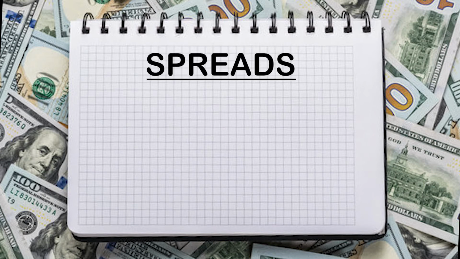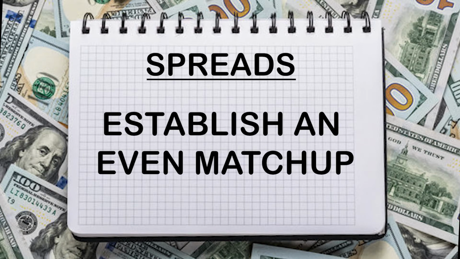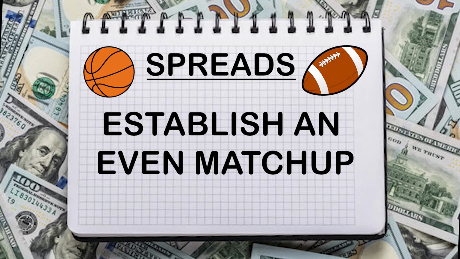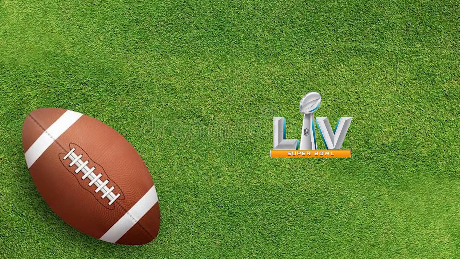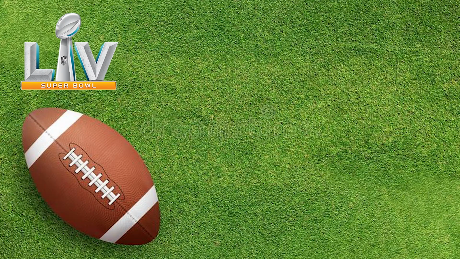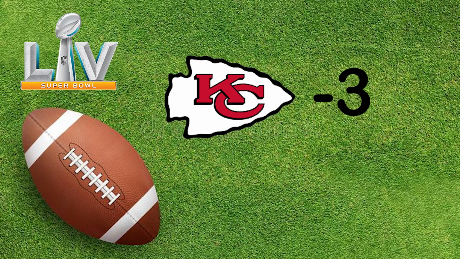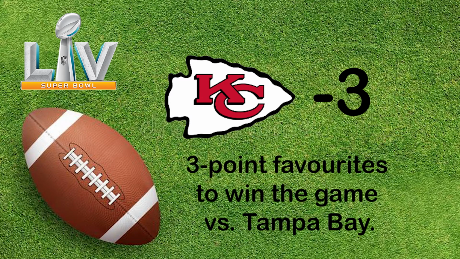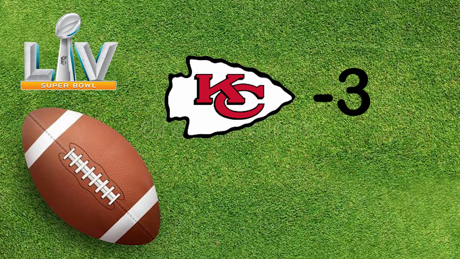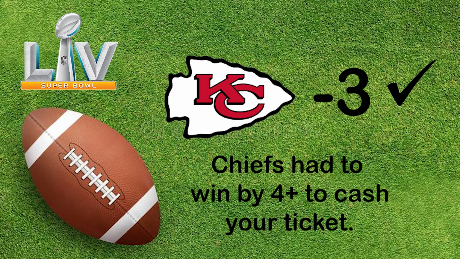The purpose of a spread is to give two mismatched teams an even playing field. Betting spreads is most common in basketball and football, and for this example, we will use the latter. Let's take Super Bowl 55 for instance. The Kansas City Chiefs had a spread of minus 3, meaning they were 3-point favorites in the contest against the Tampa Bay Buccaneers. So if you bet the Chiefs spread, they would have had to win by 4 or more points for your bet to hit.